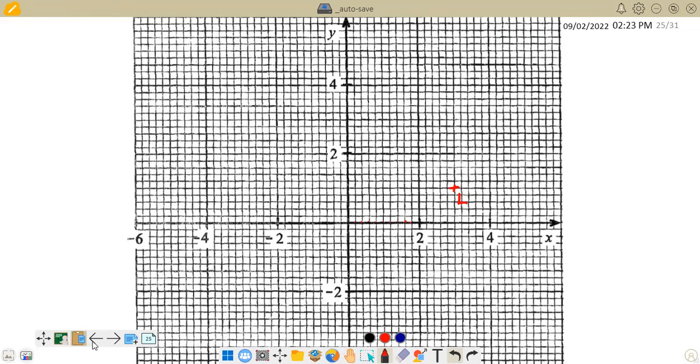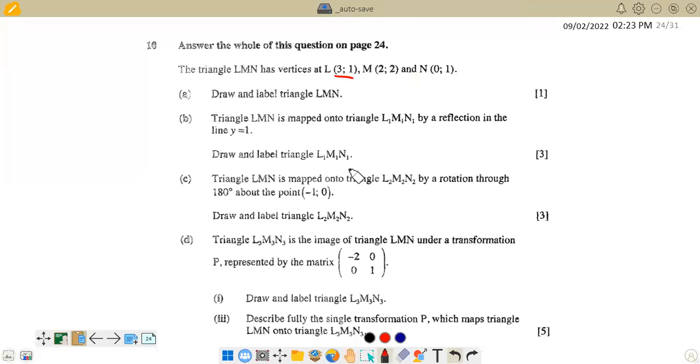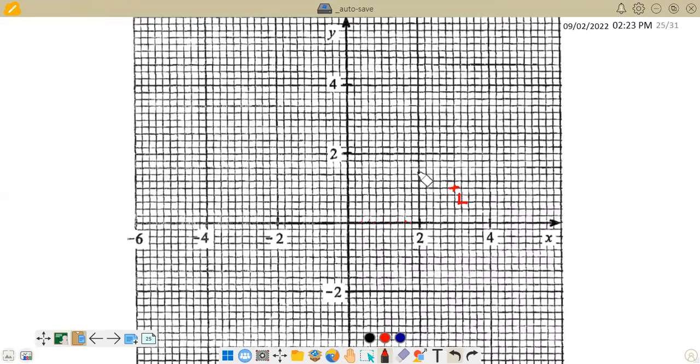Okay, then we move on to back here. Let's see M, which is 2, 2. Okay, so this one is direct. When X is 2, Y is 2. This point, which is our M, is 2, 2 somewhere here. So this is our M.